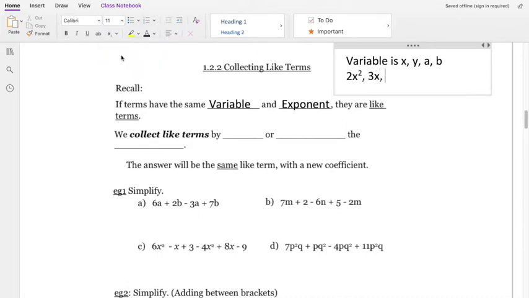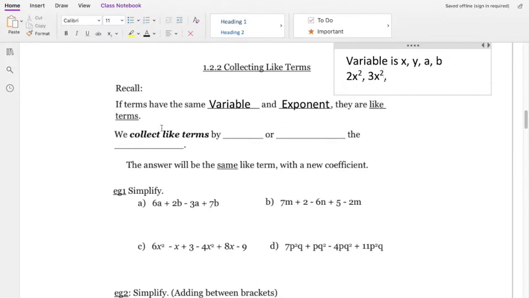Okay, and something like, let me think here, like y squared, anything like that. So it needs the same variable, the letter, and the same exponent. These two here would not be like terms. They have the same variable, but they don't have the same exponent. If I change this to look like such, it would have the same exponent.